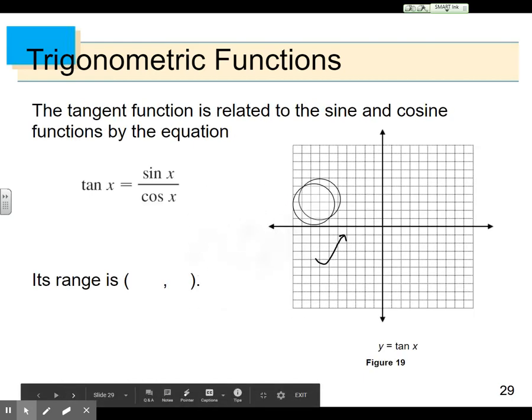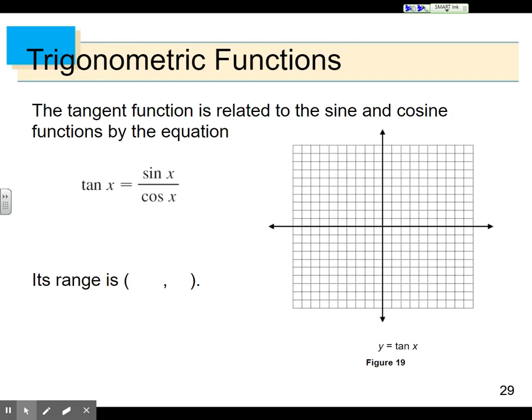Tangent. I like coming up with tangent. Tangent is going to be, remember, sine over cosine. So if I was to overlap the two drawings that I just did, remember what I said a while ago about rational functions, was that anywhere the bottom equals 0, that gave me a vertical asymptote.